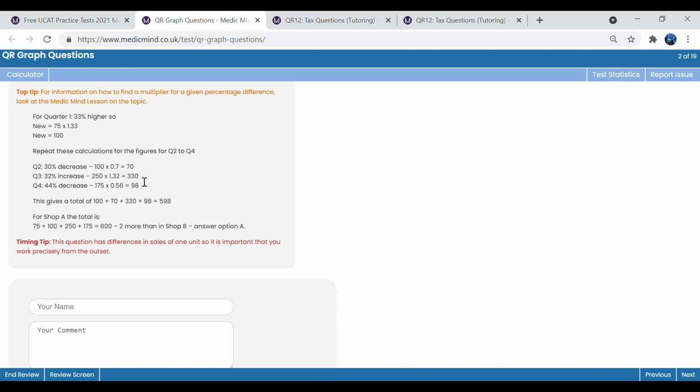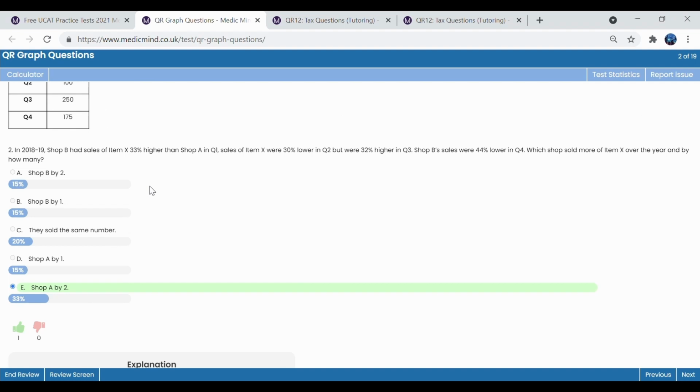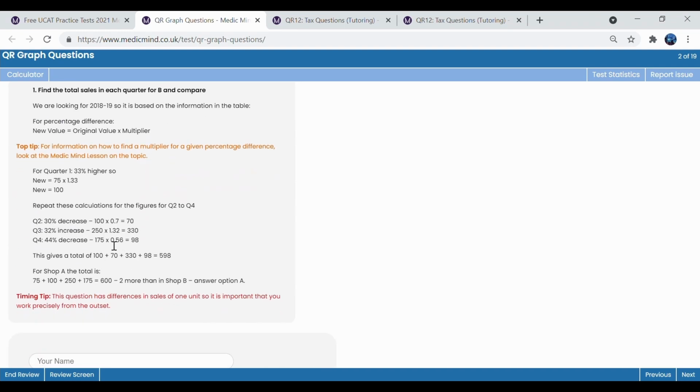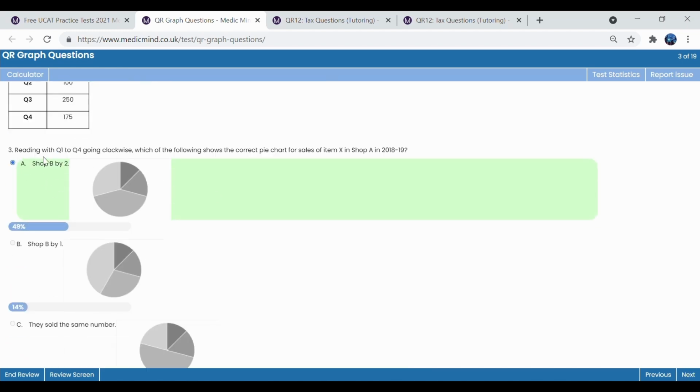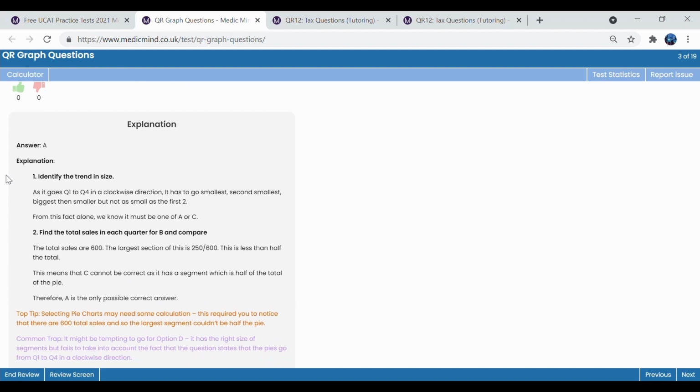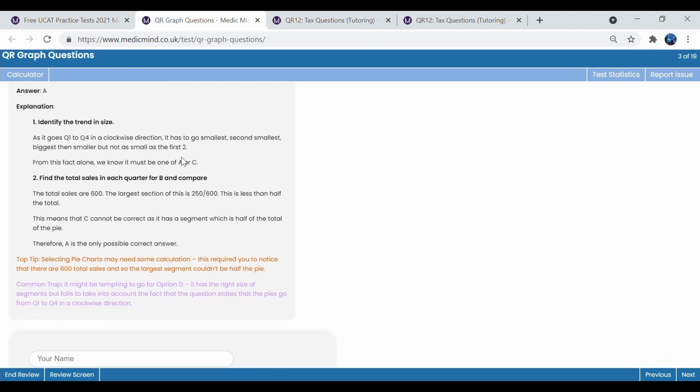And here I used the same value. Now I did take a longer step, so I did 175 times 0.44 to get 77, and then subtracted it, but obviously doing 0.56 would have been much easier due to the percentage difference rule. And so the total 598, and therefore option A has more by 2. Here, yep, it was obviously A because we read quarter 4. Yeah, so 250 has to be the biggest, it has to be A or C, and we know it's not half, so it's not C, therefore A is the correct answer. So that all makes sense.